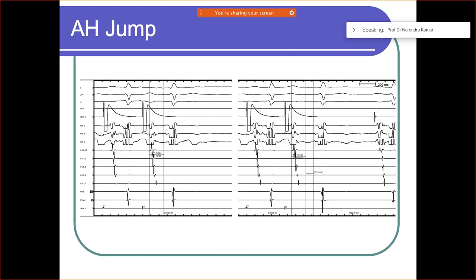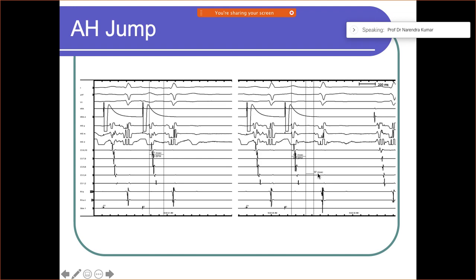Similarly, now try to look carefully at this slide. What is happening is, we have already done these measurements to help everyone. What is happening over here? The AH interval we have taken, okay? The AH interval was here, and then in the next slide, there's a jump of more than 97 milliseconds.